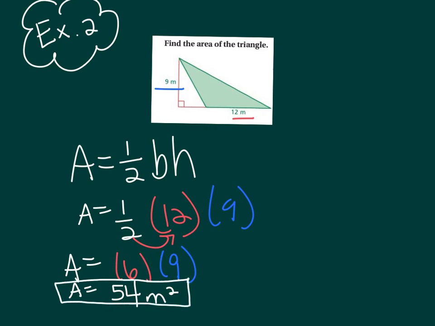And again, if you wanted to do it the other way, you could. You could do 12 times 9, which would be 108. And then you could just take half of 108, which would have gotten you your 54. So either is fine.